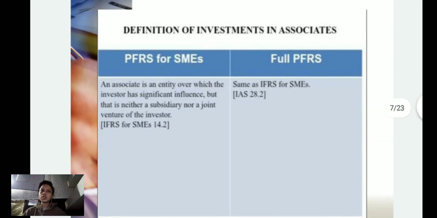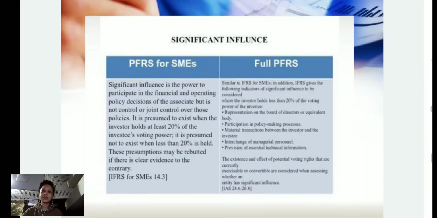So next is the definition of investment in associate. In PFRS for SMEs, an associate is an entity over which the investor has significant influence, but that is neither a subsidiary nor a joint venture of the investor. While the full PFRS has the same as IFRS for SMEs, which requires power to participate in financial and operating policy decisions of an investee, but not joint control of those policies.